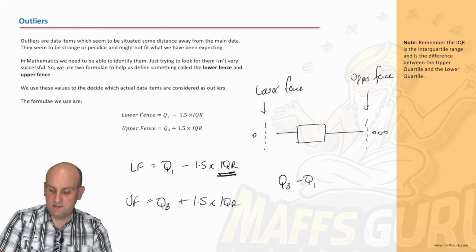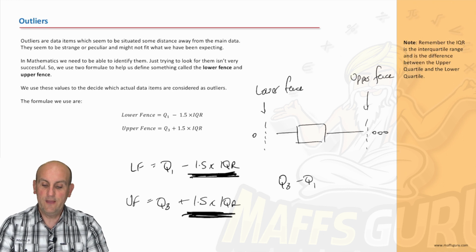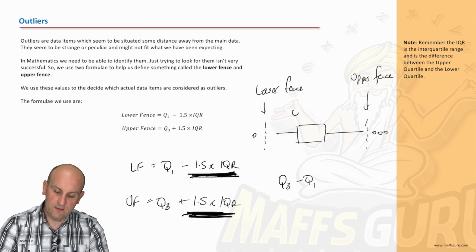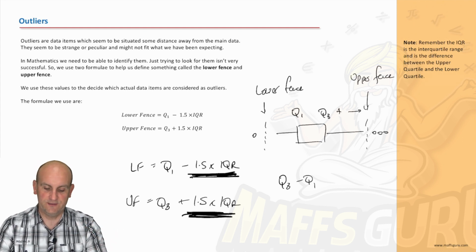Now, when I do this with my students, I always get them to work out this 1.5 times IQR first because it's the same for both formulas. And then obviously my lower fence is going to be the Q1 value subtract that. And the other value, my upper fence, is going to be Q3 plus that value because we want to work out where it's going to cut off this data.